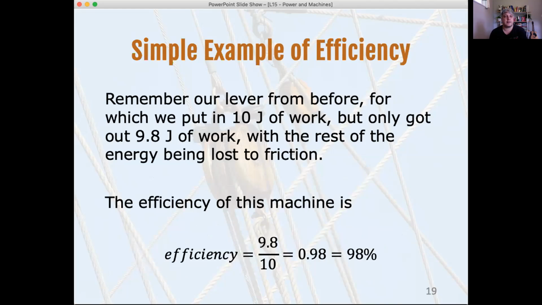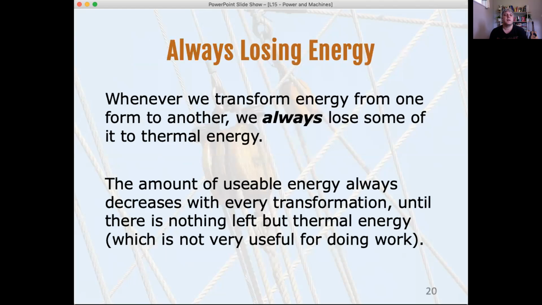There's a slightly different example from the one I just gave you. If you put in 10 joules of work and you only get out 9.8, that would be 98% efficiency. Hopefully you're all familiar with percentages. Do stop and have a look at percentages. Refresh yourselves on those if you're not familiar, but you will need to use percentages for efficiencies.